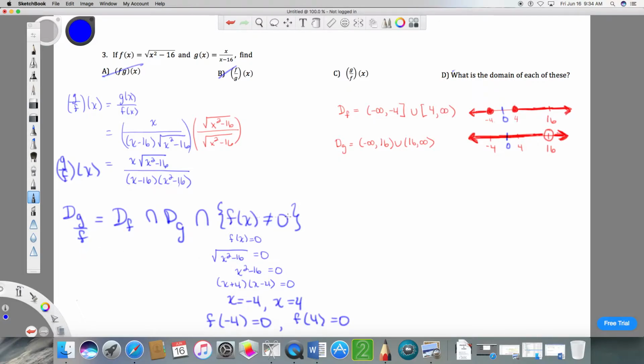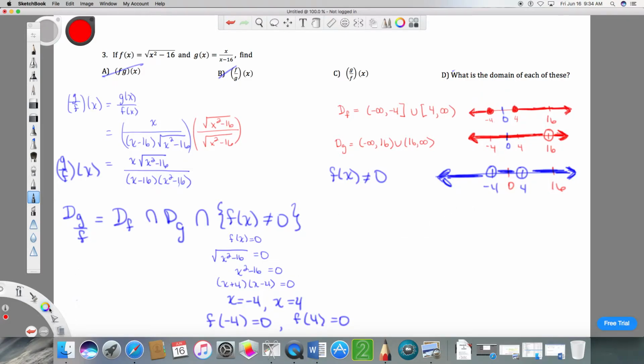So this extra set here, all x's that satisfy this inequality right here, all of the x that make this not equal to 0, well, we exclude -4 and positive 4, but everything else is okay. So let's include 0 and 16 on our number line because we know those are points of interest.